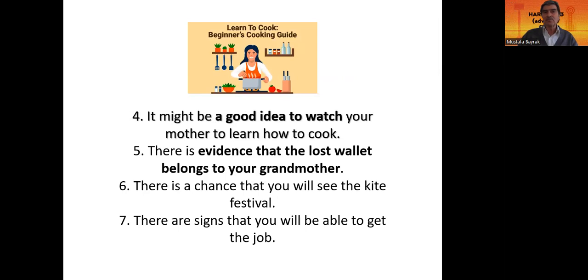Yes, we should be not resilient, elastic, yeah, something like this. We should be elastic about using modals and the other auxiliaries, helping verbs. Okay. It might be a good idea. It is a good idea. It can be a good idea. It might be a good idea to watch your mother to learn how to cook.